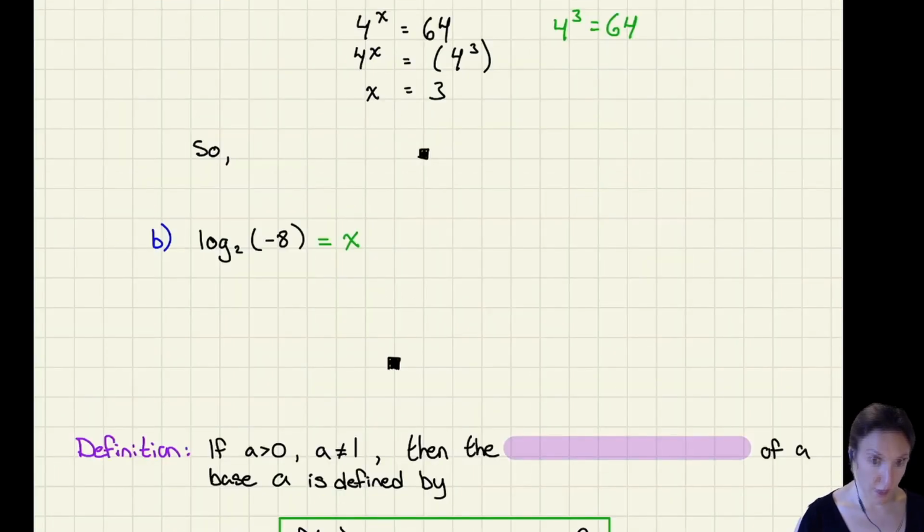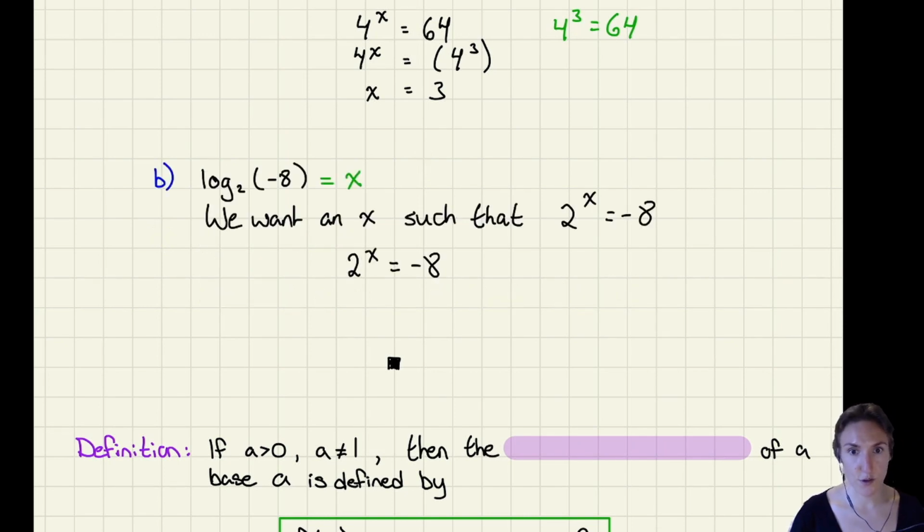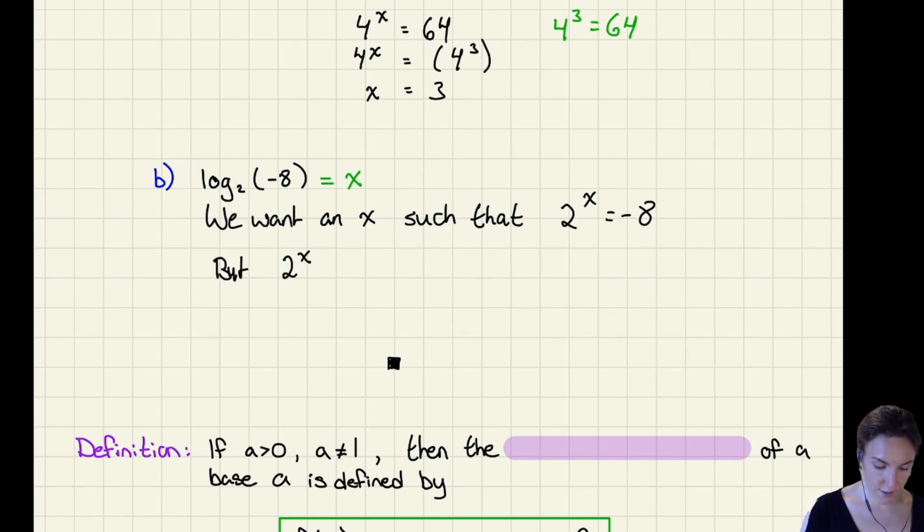Okay, so what do we want? Again, we want an x such that my base 2 to the x is equal to negative 8. There is a bit of a problem here. This is what we want, but 2 to the x is greater than 0 for all values of x.